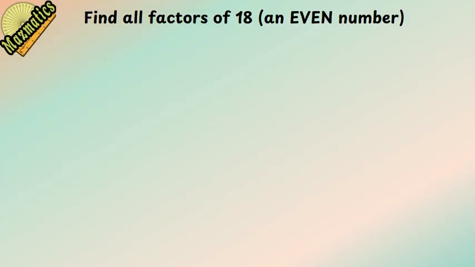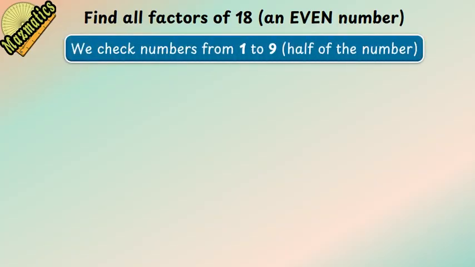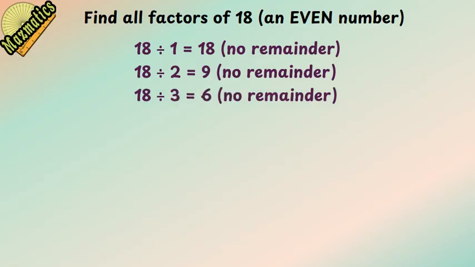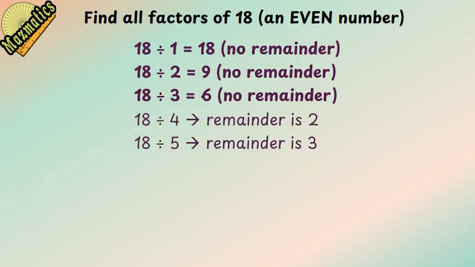Let's find all factors of 18, an even number. We test numbers from 1 to 9, half of the number. 18 divided by 1 is equal to 18, no remainder. 18 divided by 2 is equal to 9, no remainder. 18 divided by 3 is equal to 6, no remainder. 18 divided by 4, remainder is 2. 18 divided by 5, remainder is 3.